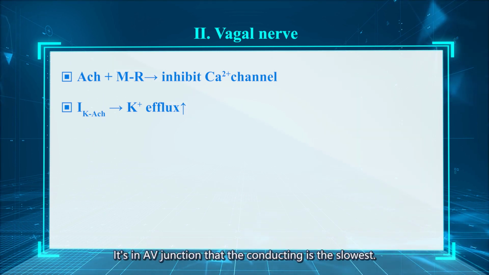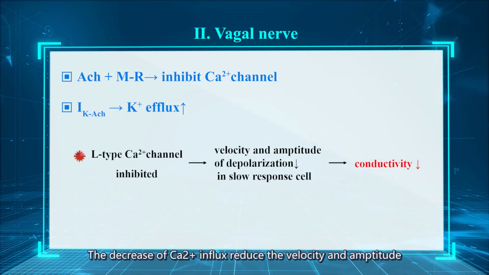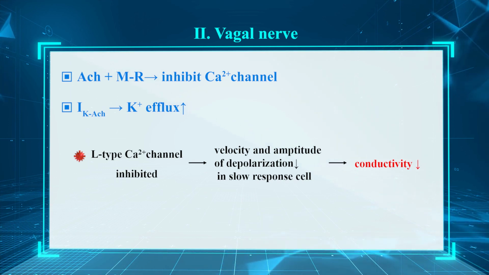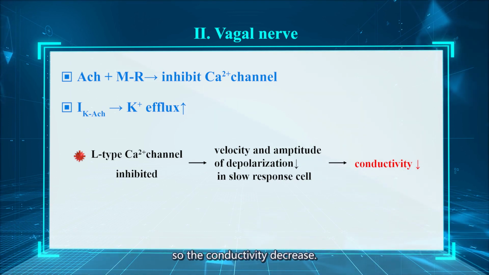As in the AV junction, the conduction is the slowest. The decrease of calcium influx reduces the velocity and amplitude of depolarization in slow response cells, so the conductivity decreases.